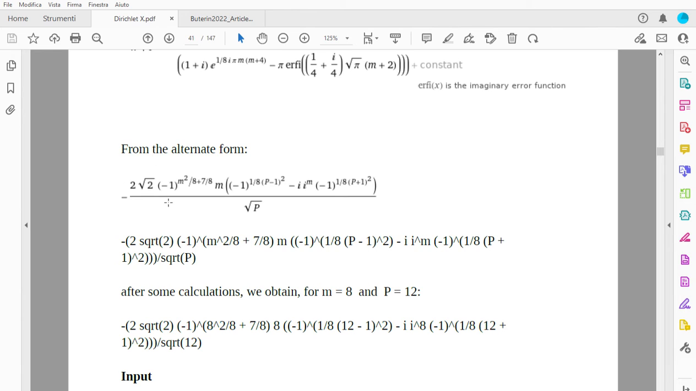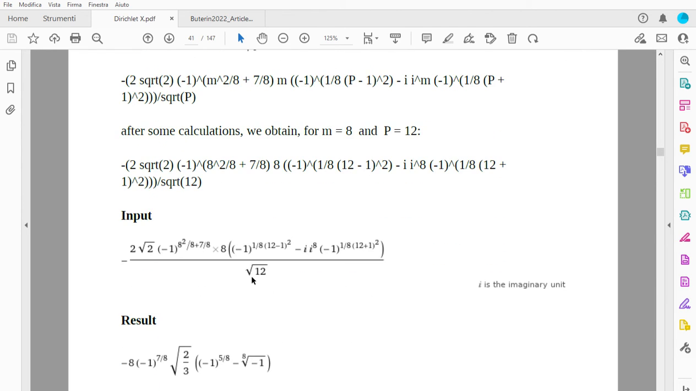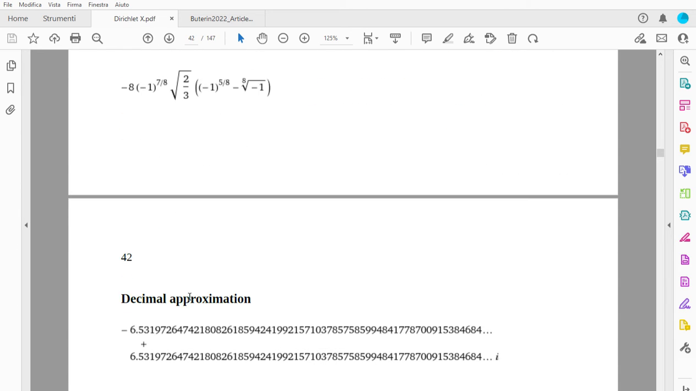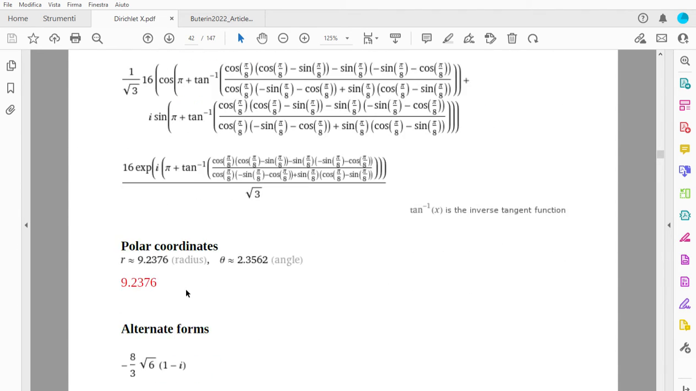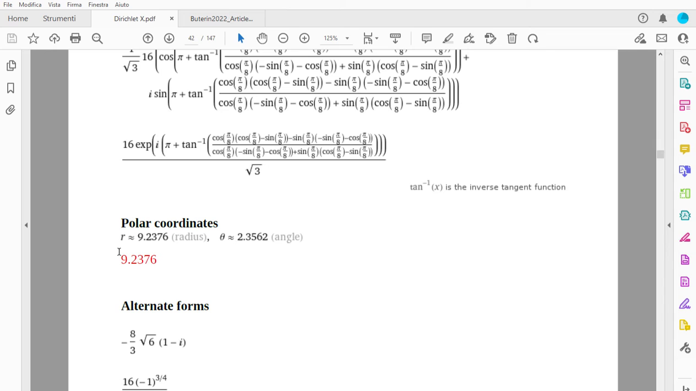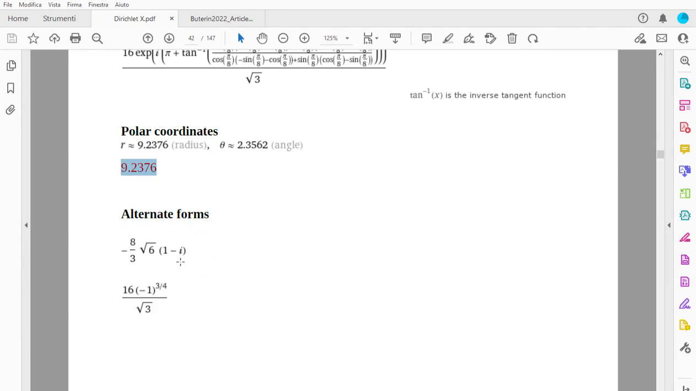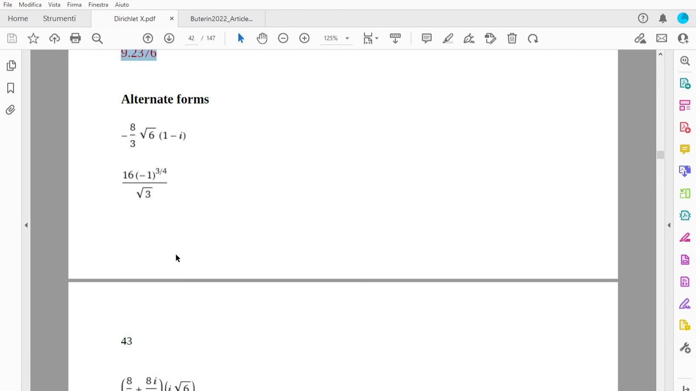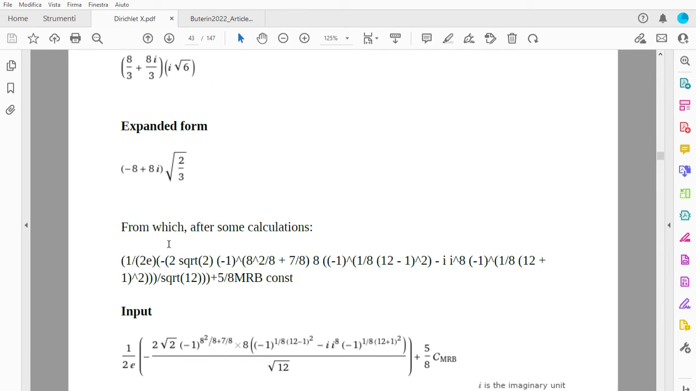From the following alternate forms, we have the following. After some calculation, we obtain for m equal to 8 and p equal to 12. This is the input. We have the following result. That is, in polar coordinates, the following value. Also here, alternate forms, expanded forms.